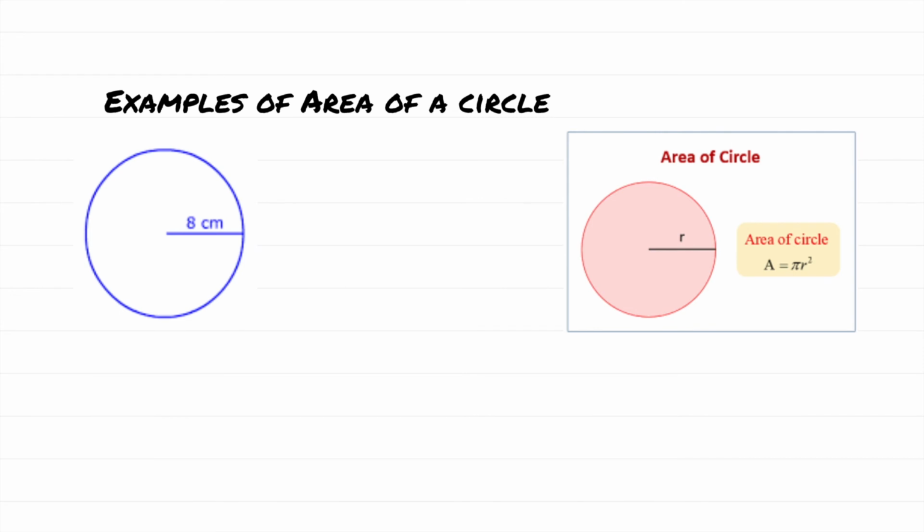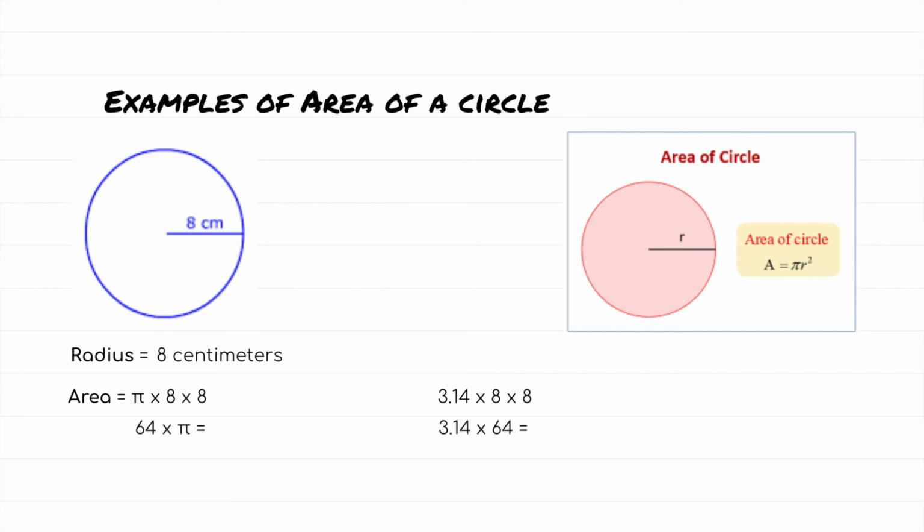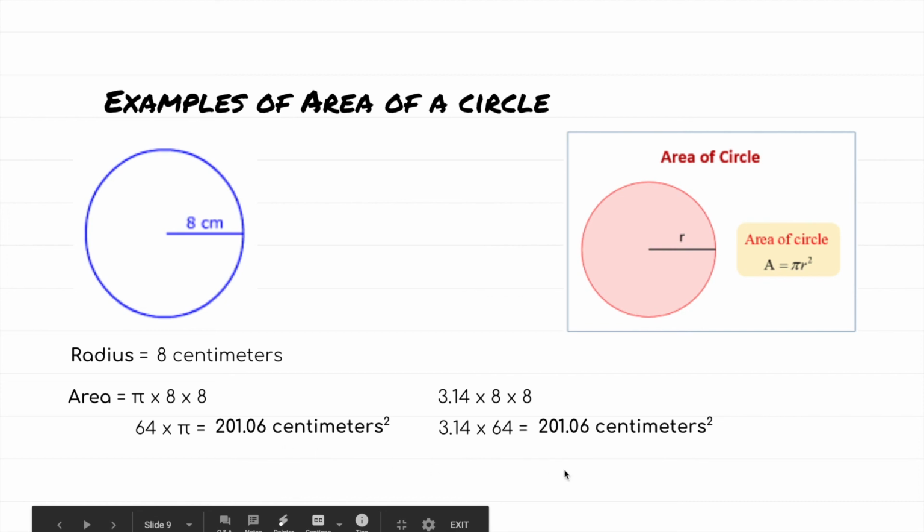For this problem, the radius is 8 centimeters. So we're going to do the same thing. Since the radius is 8 centimeters, the area is going to be pi times 8 times 8, or 3.14 times 8 times 8. And if we evaluate part of that, we get 64 times pi, or 64 times 3.14, because 8 times 8 is equal to 64. So when we evaluate both of these equations, we get 201.06 centimeters squared. And you don't want to forget the units. And you can see that we got the same exact answer for both problems.